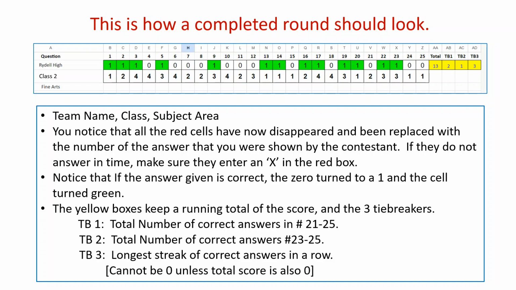Notice that if the correct answer is given, the 0 turned to a 1 and the cell turned green. So that makes it easier to count things up. The yellow boxes keep a running total score and 3 tiebreakers. Tiebreaker 1, total number of correct answers, 21 to 25. Tiebreaker 2, total number of correct answers, 23 to 25. Tiebreaker 3, longest streak of correct answers in a row. Okay?